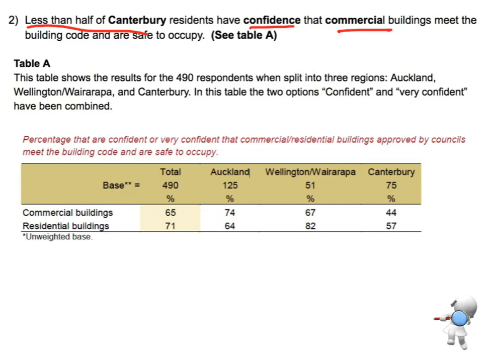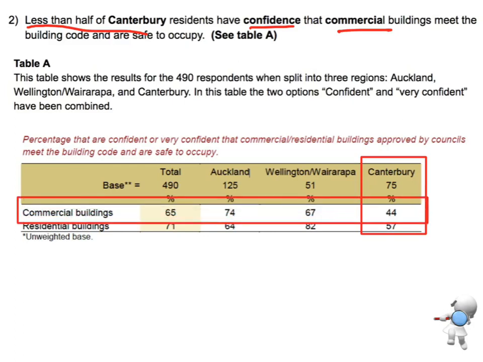So what we're interested in is we're talking about the Canterbury residents. So we're just interested in these Canterbury residents, of which there are 75. And they're talking about having confidence that commercial buildings, so we're looking at those commercial buildings. So what we're really interested in is that 44%. And from Canterbury, there's only 75 of them, so that sample size is 75. All right, and that's our percentage that we're comparing, that 44%. So that's the claim that we are going to investigate.